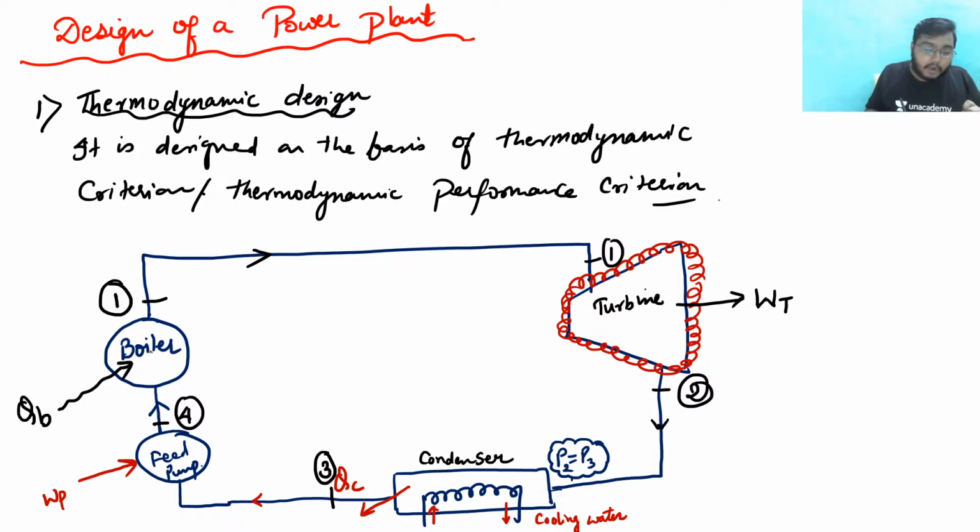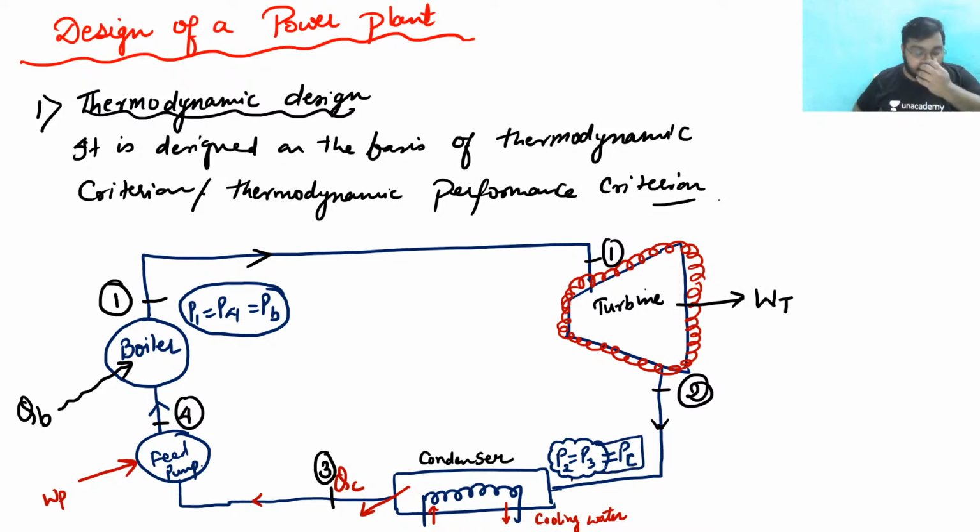But see, the boiler and condenser both operate at a constant pressure, because these are steady flow devices. Hence I can say P2 is equal to P3, as well as P1 is equal to P4. Now see, P1 equals P4, which I have considered as the pressure of the boiler, and P2 equals P3, which is considered as the pressure of the condenser.